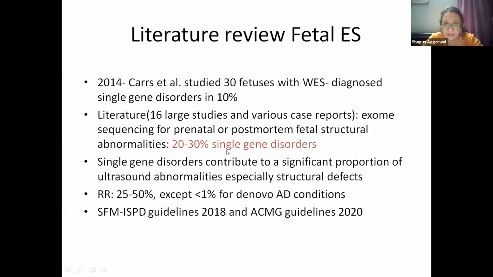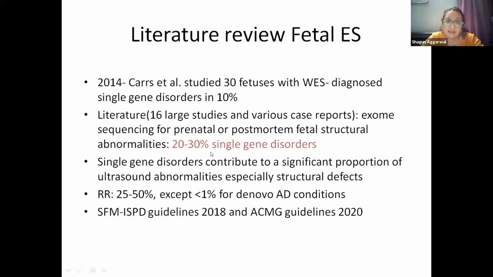So just look at this figure. This figure is much more than the 6 to 10% figure of chromosomal microarray yield. So single gene disorders are much more common than microdeletion, microduplication syndromes when we are having a situation of a structural abnormality in a fetus.